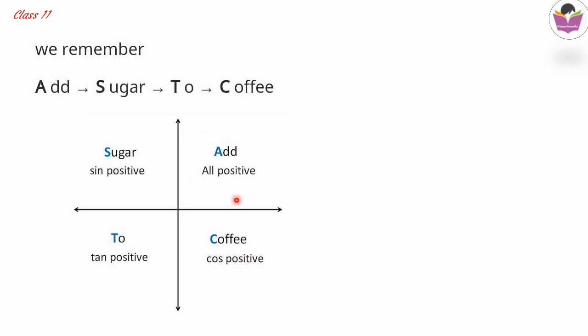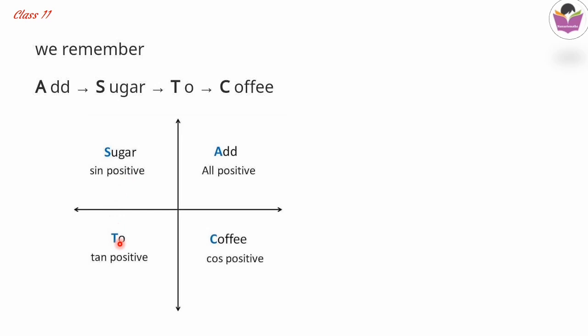In the first quadrant, all are positive, so we use the word add to remember. Add means we take the first letter A, and all are positive. In the second quadrant, sine is positive, so we can use the word sugar. The first letter S stands for sine. Once sine is positive, its reciprocal, cosec, also will be positive here.